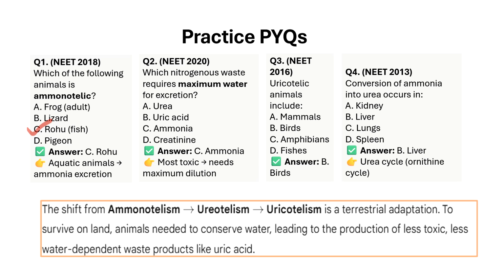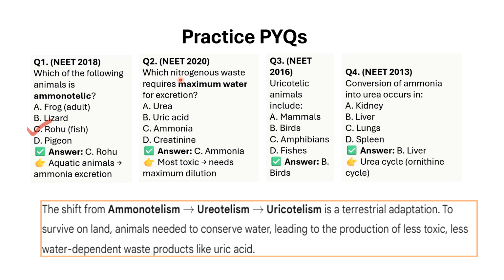If instead of adult frog here larva is given, and instead of rohu we would have shark or ray fish, what would be the answer? The answer will change to frog larva. Why? Because shark and ray fish excrete urea as the byproduct, right?